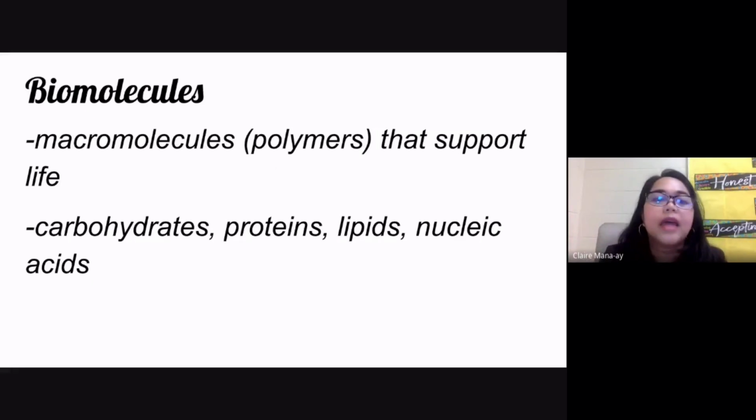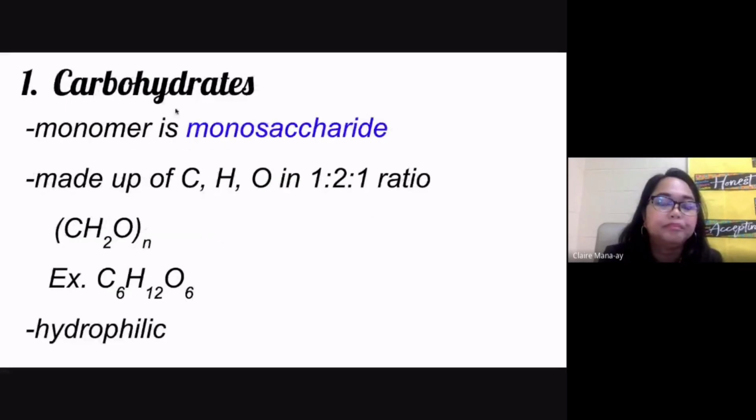Now, from your warm-up, you've learned that there are 4 types of biomolecules, and these are carbohydrates, proteins, lipids, and nucleic acids. Now, all these 4 are very important because these are the molecules that keep us all alive, okay? So that's why we call them, again, biomolecules, because they support life. Now, we start with the first one that you have here. Okay, so the first biomolecule that we have is carbohydrates.